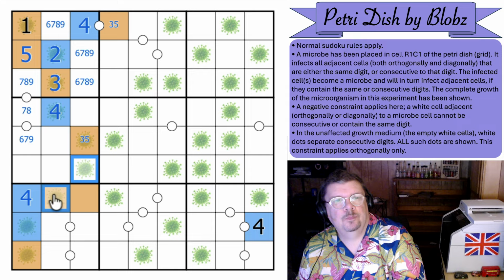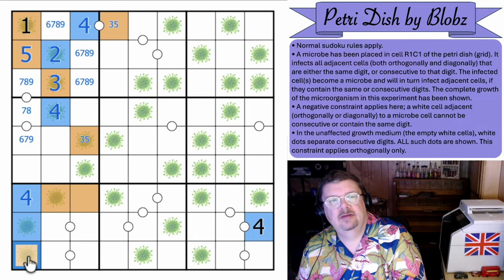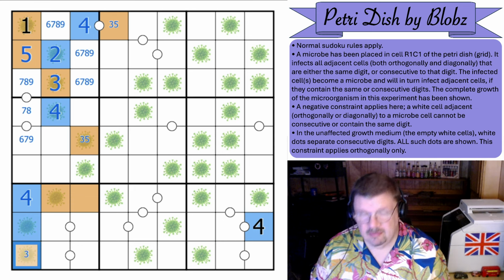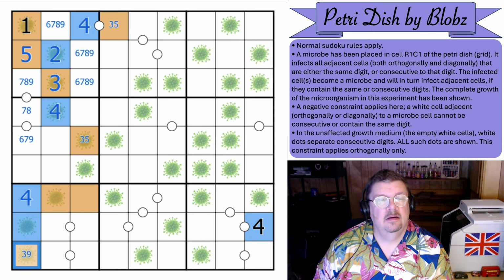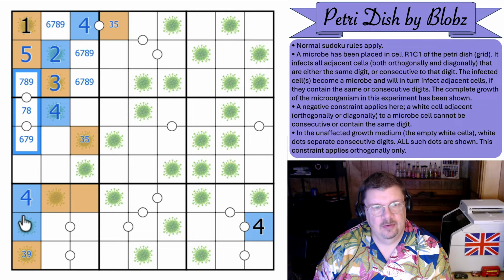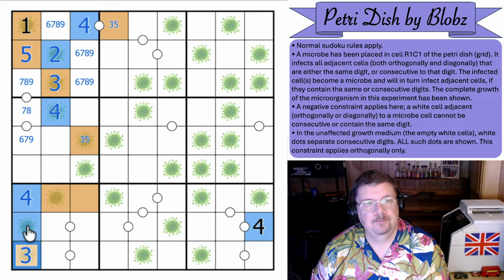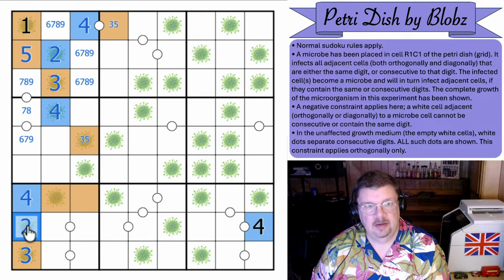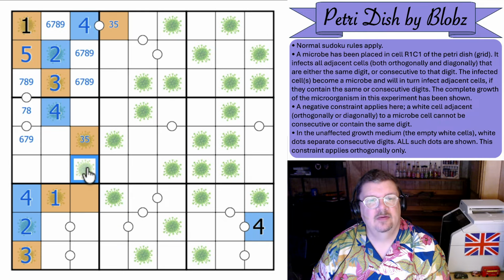Okay. So that can't be a 7 or a 5 or a 1. That is a 3 or a 9, because 7 is definitely in one of those. But if that were a 9, that would have to be an 8. And it can't be an 8 because 8 is definitely in one of those. So that has to be a 3. That now has to be a 2. That has to be a 1, which makes this a 1 or a 2.